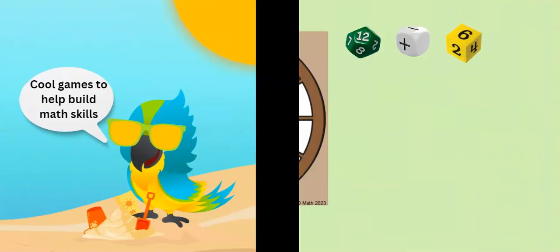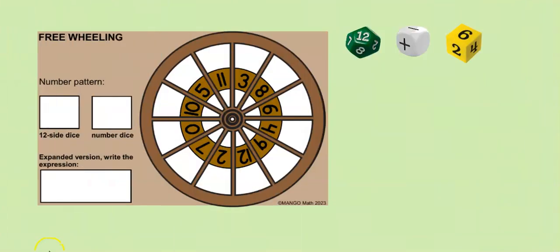Freewheeling is a game in which students are going to figure out what is happening to the interior number that's giving us our exterior number.